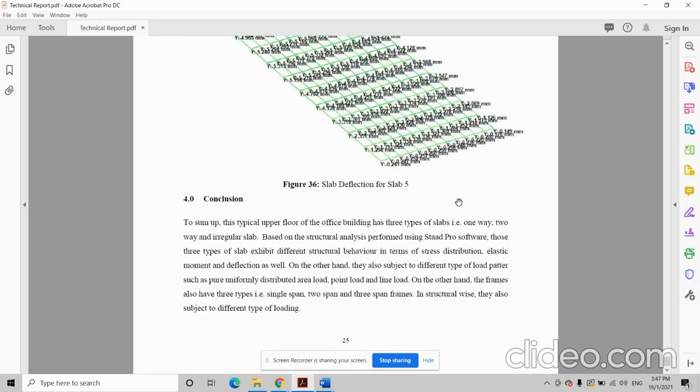So, in conclusion, to sum up, this typical upper floor of the office building has 3 types of slabs: one-way, two-way, and irregular slab. Based on the structural analysis performed using StatPro software, those 3 types of slab exhibit different structural behavior in terms of stress distribution, elastic moment, and deflection as well. They are also subject to different types of load pattern, such as pure uniformly distributed area load, point load, and line load. The frames also have 3 types: single span, 2 span, and 3 span frames. Structurally, they are also subject to different types of loading.